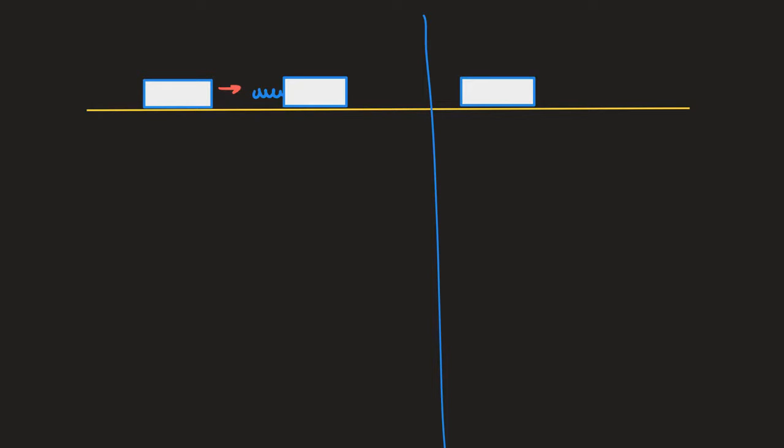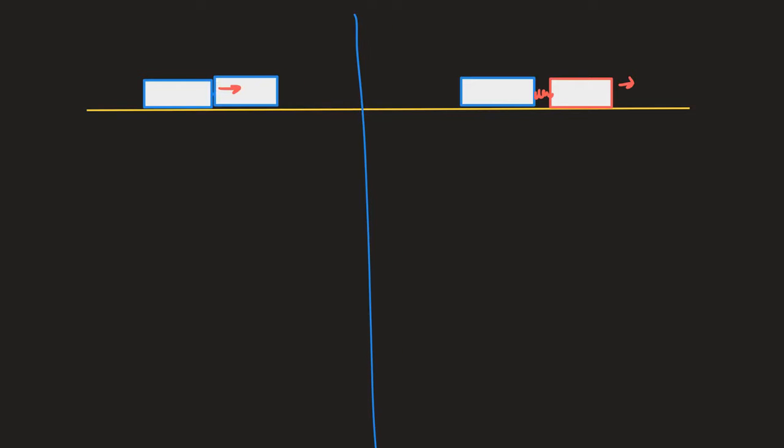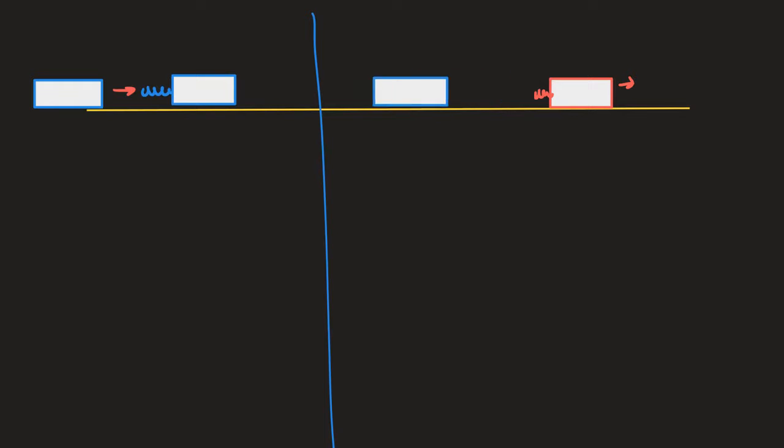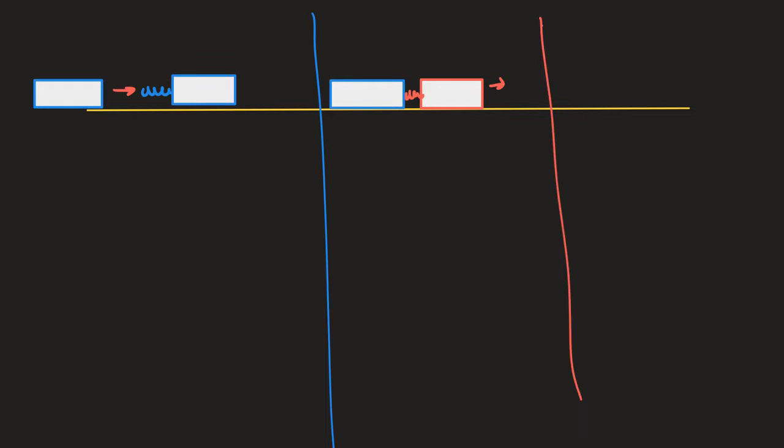The one block's at rest, the other one's moving. Then they join together and both are moving. And then, I don't know if you know where I'm going with this, but I'm trying to. And then they perhaps separate, and have some independent velocities.